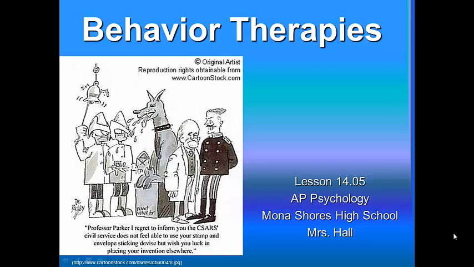All right, this is lesson 5 in our last unit of AP Psychology, the treatment unit, and we're going to be looking today at behavior therapies. So we're looking at the behaviorist perspective, rewards and punishments, operant conditioning, classical conditioning, so we're looking at associations.